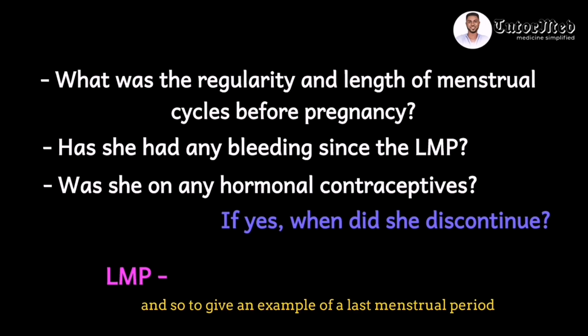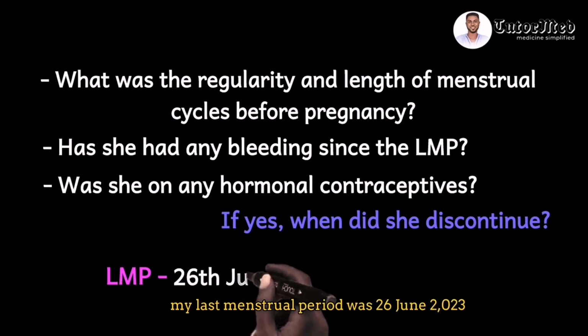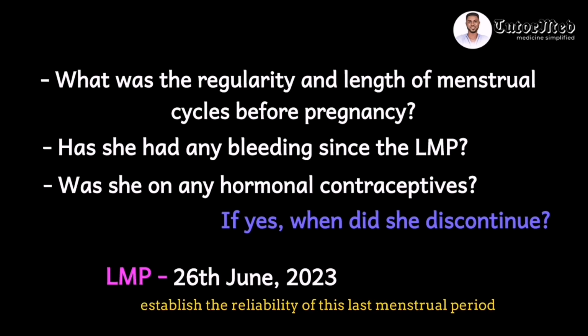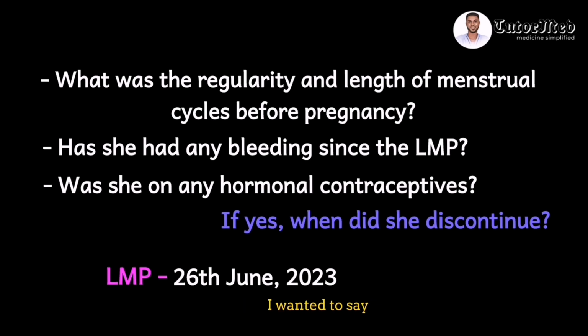And so to give an example of a last menstrual period, an example is, my last menstrual period was 26th June 2023. Once you get this date, establish the reliability of this last menstrual period. And kindly note that most patients will give you the last day of the period. Please remind them that you want to know the first day of the period, because that is what you are going to use to date your pregnancy.